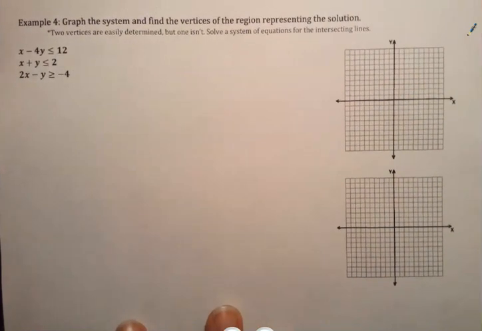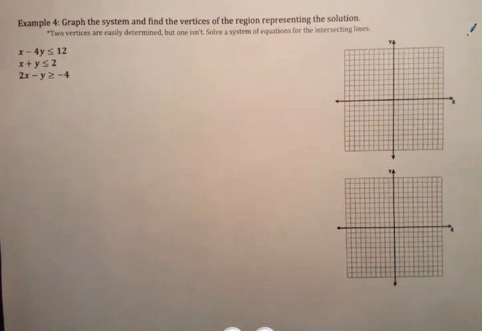All right, so let's look at example 4. Graph the system and find the vertices of the region representing the solution. Notice two vertices are easily determined, but one isn't. So we're going to have to solve a system of equations for the intersecting lines. So that's when we get there. But you can already notice that, wait a minute, back the train up, we have 3 equations this time instead of just 2. That is perfectly okay. Sometimes that happens.